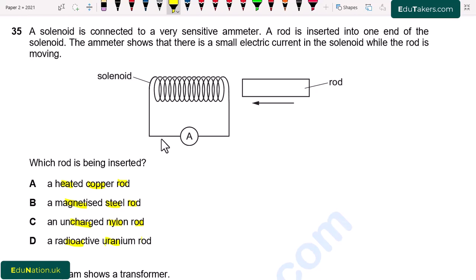Radioactive uranium rod. So first of all, there is a current that is passing through the solenoid, and it is detected by the emitter that is attached here. It means that this rod is basically made up of a material which can be magnetized. So here option B is correct, a magnetized steel rod, because when this rod is magnetized and it is brought close to the solenoid, then the magnetic flux changes here, due to which there will be the induced EMF and there will be the current that is shown by the emitter. So option B is correct.